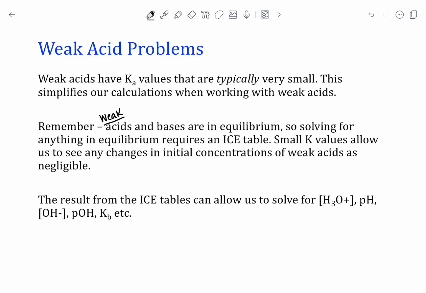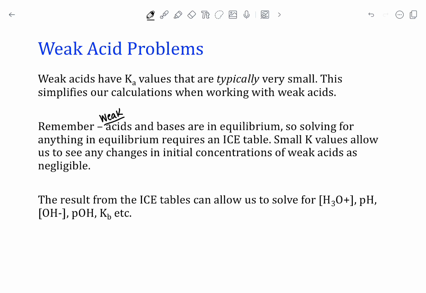So a small K value, whether that's Ka or Kb, allows us to see any changes in the initial concentration of the weak acids as negligible. Remember, we did that in our previous chapter, where if our Ka was small enough, less than 1 times 10 to the minus 3, then we could see any change in x, whether we were adding or subtracting x, as negligible, and that saved us from using our quadratic equation, which simplified our calculations a lot.